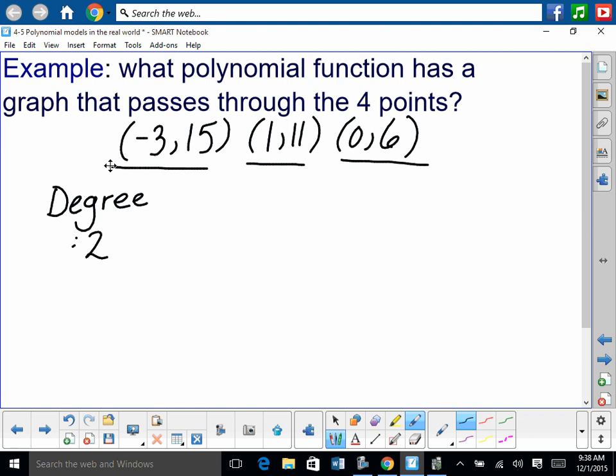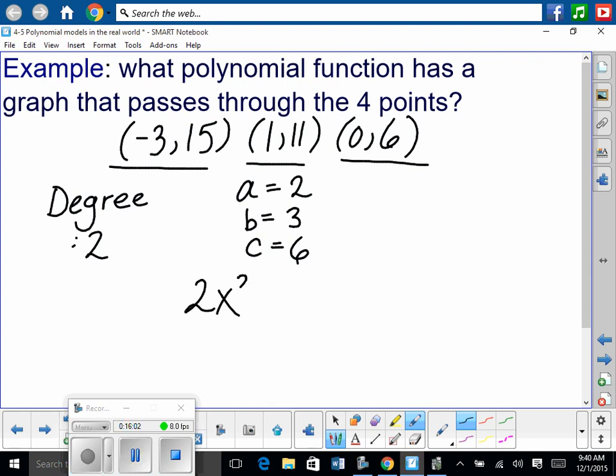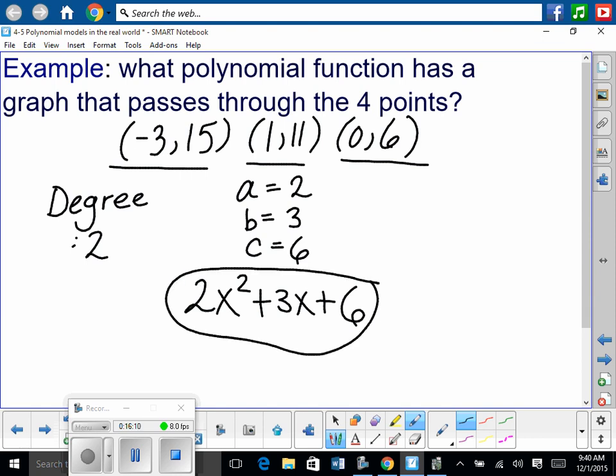So then we type it into our calculator. Once again, you guys type it in so I don't have to. It takes me too long. Stat. A is equal to 2, B is equal to 3, C is equal to 6. So that means we have 2x squared, since it's quadratic, plus 3x plus 6. Did everybody get that? Yes. That is the polynomial that matches those points. So not too hard, right? That's all you have to do.